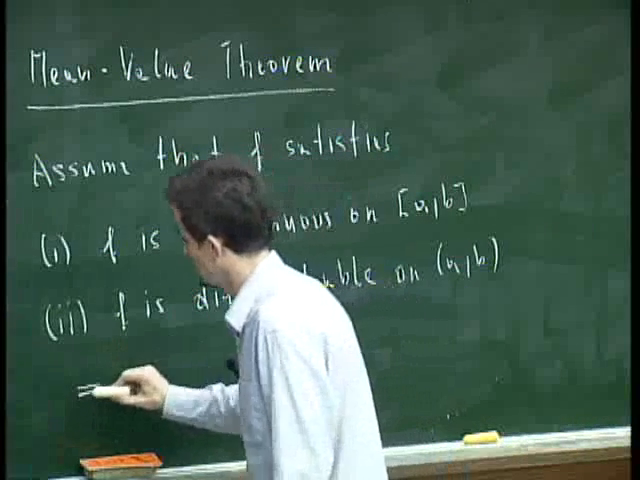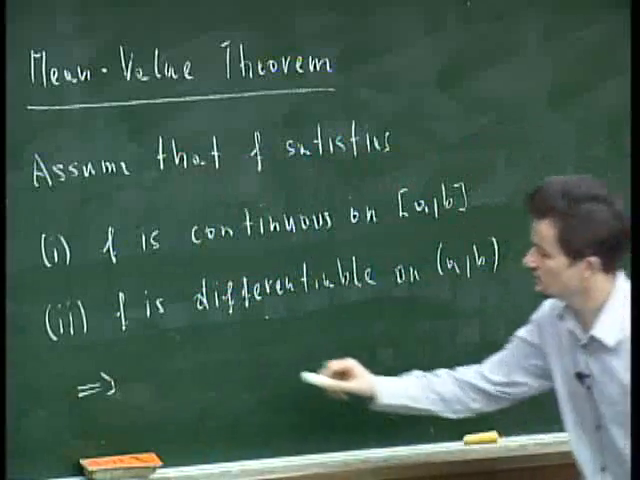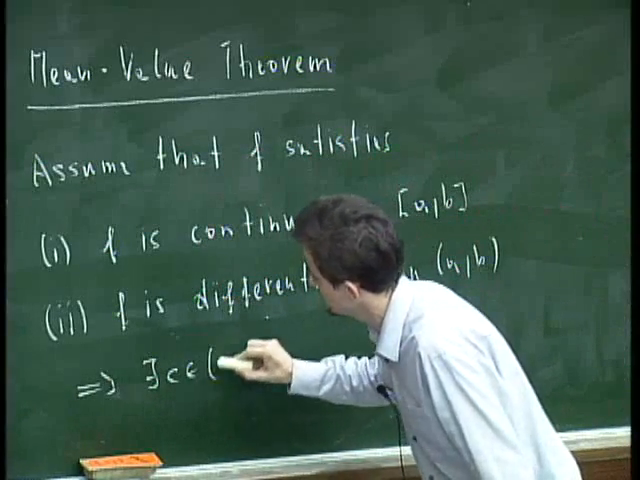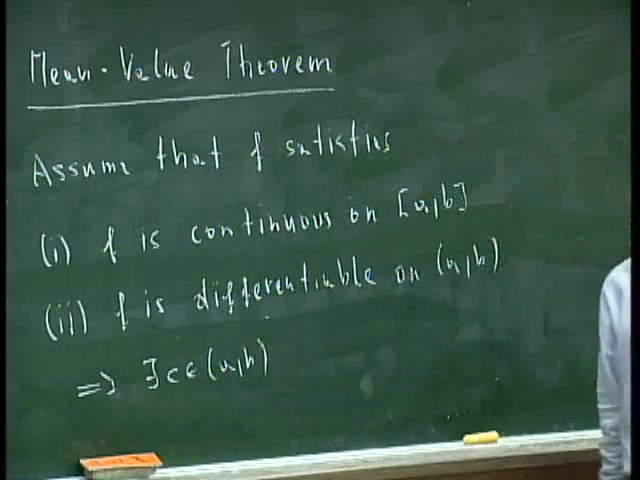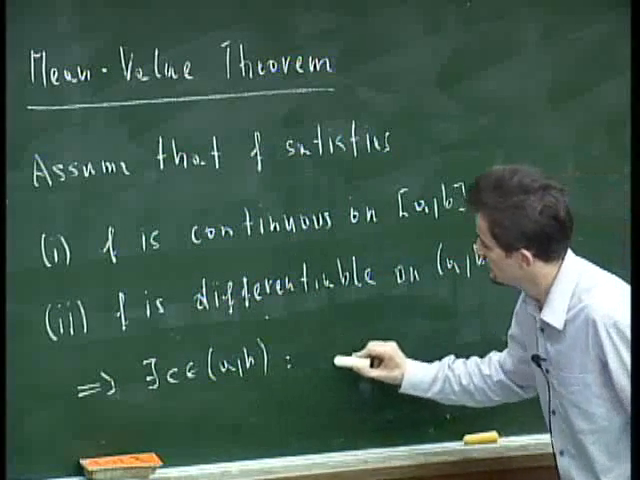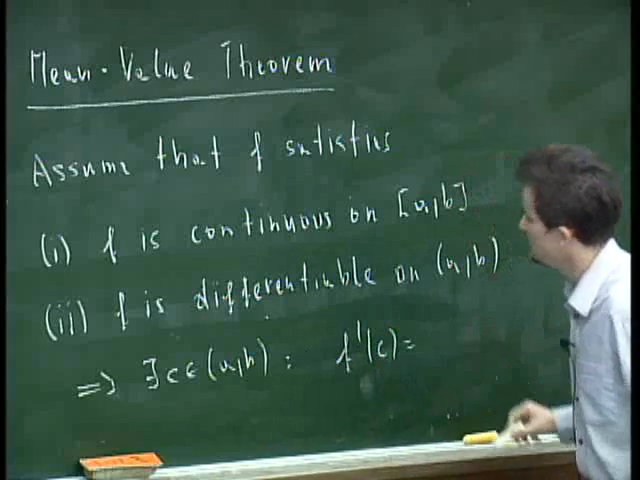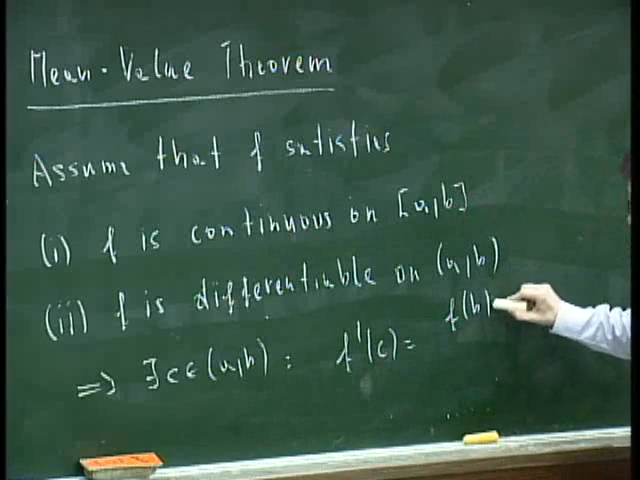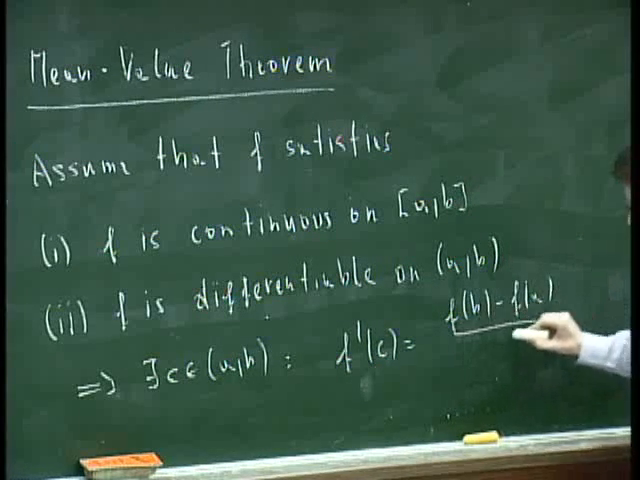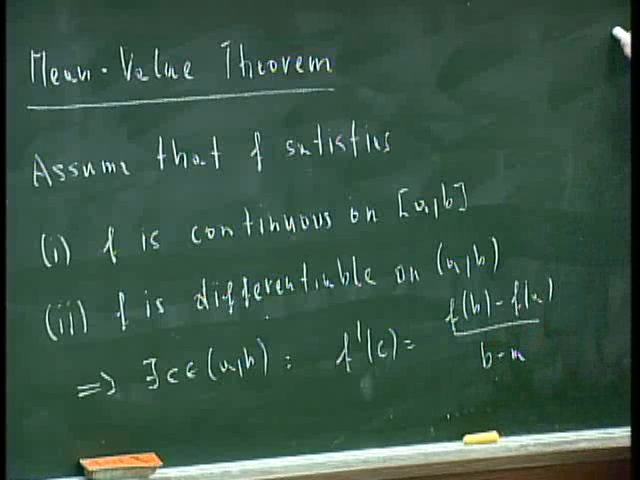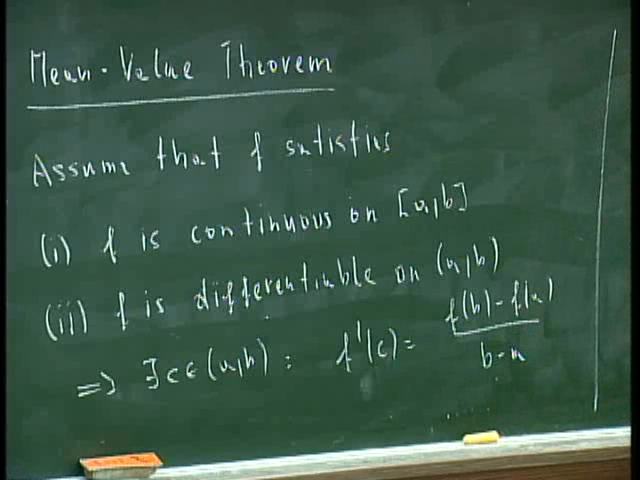Now, the mean value theorem tells you there exists a c in the open interval (a, b) such that the derivative of f at c is equal to (f(b) minus f(a)) over (b minus a). Okay, so maybe that's not so easy to understand, not so immediate to understand as Rolle's theorem. So maybe let's first look at some examples.